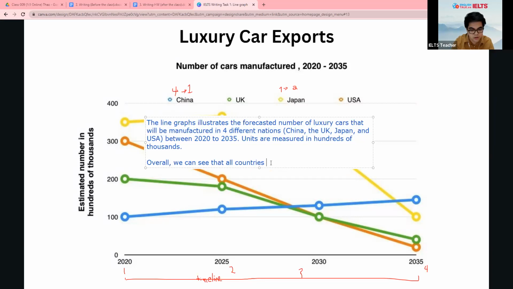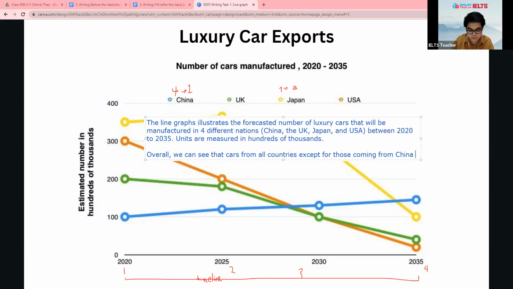And for the overall, we can see all the countries except for all cars. The cars from all countries except for those coming from China are anticipatedly to decline steadily over the timeline. Okay.